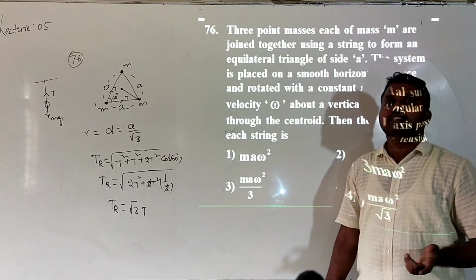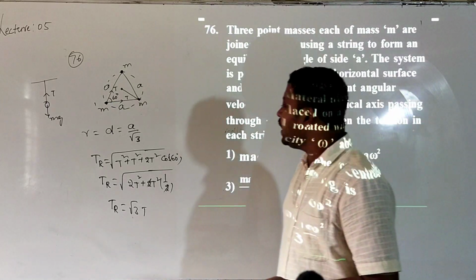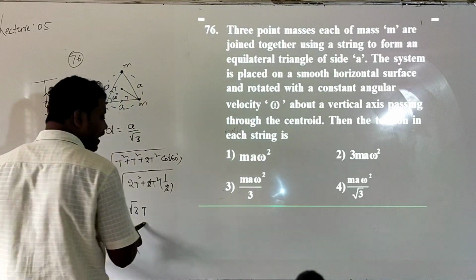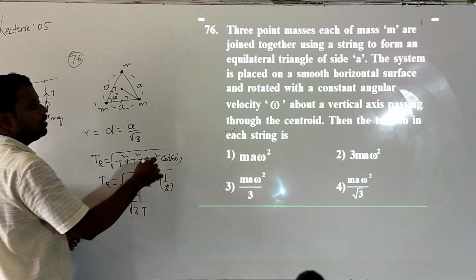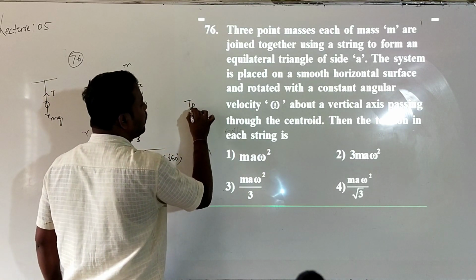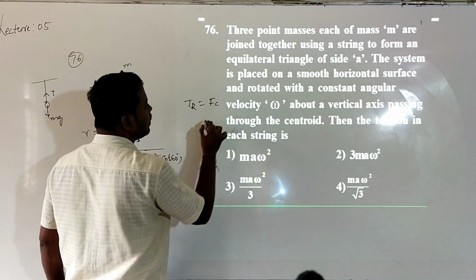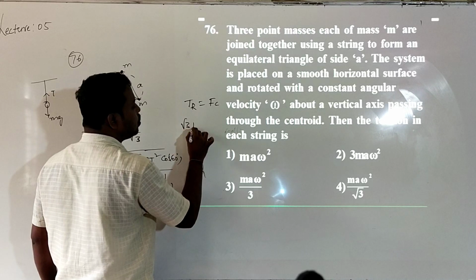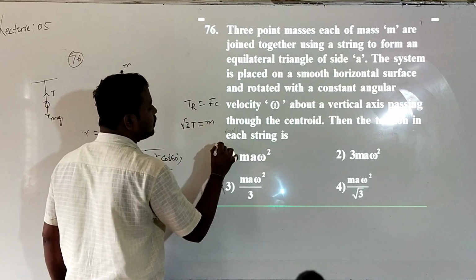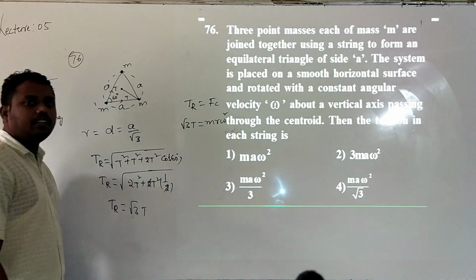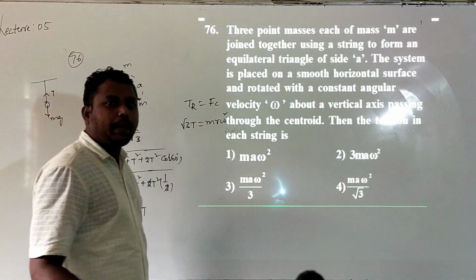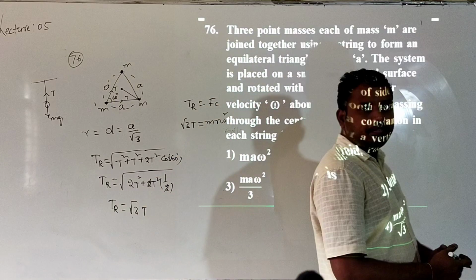This tension will provide the necessary centripetal force. T is the tension on each string, and TR is the resultant tension. They are asking us to calculate the T value, but this resultant tension will provide the necessary centripetal force. So what is the resultant tension value? Root 3 into T. The centripetal force formula is given by m r omega square. So the tension in the string will provide the necessary centripetal force.